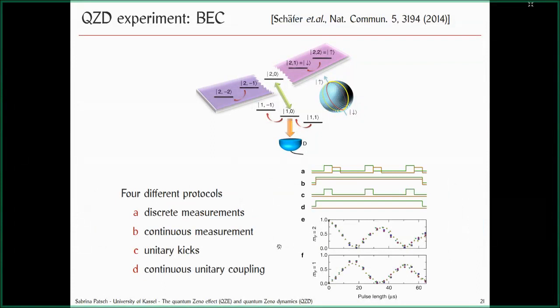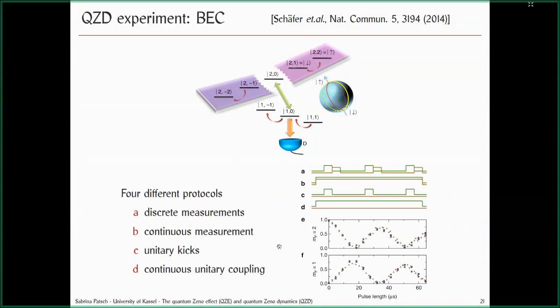But I want to point out this is true for this experiment. It could be that this is not true for every experiment. It's most likely not true for every experiment. But for this specific experiment, it's true for all the 4 different methods. And this is, I think, a very nice example.